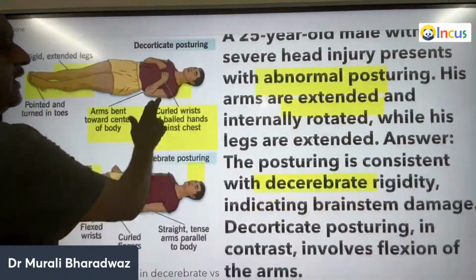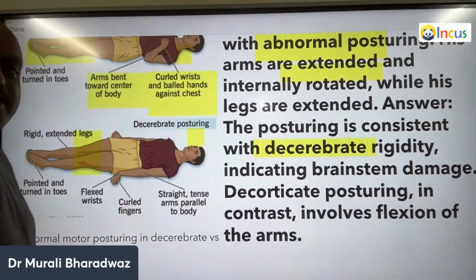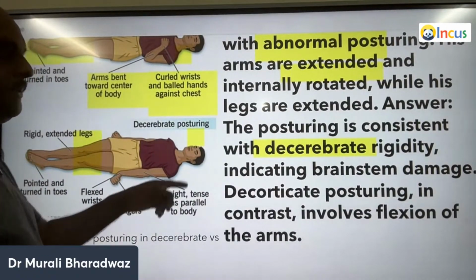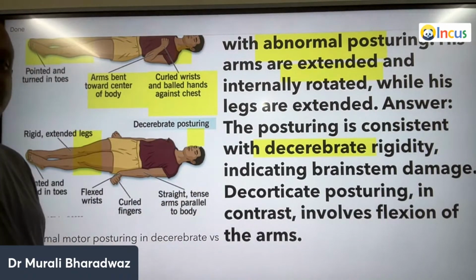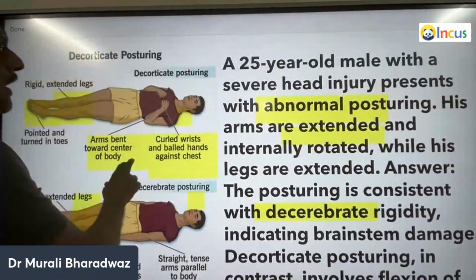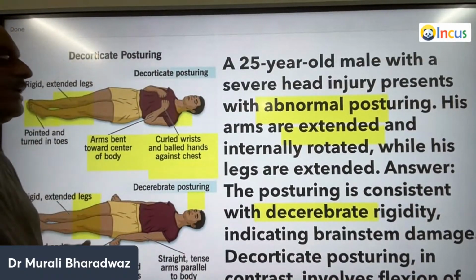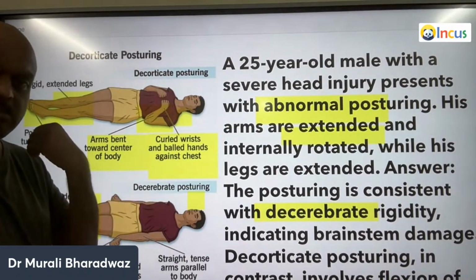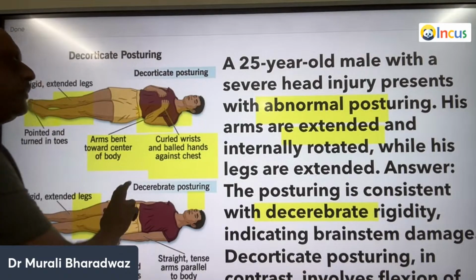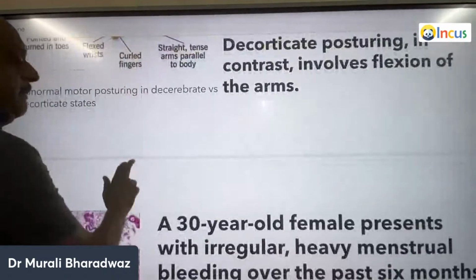So decerebrate rigidity typically indicates the brainstem is damaged. Whereas decorticate posturing is above the level of the red nucleus, and typically you find the wrist in a flexed posture, is what you have to remember.